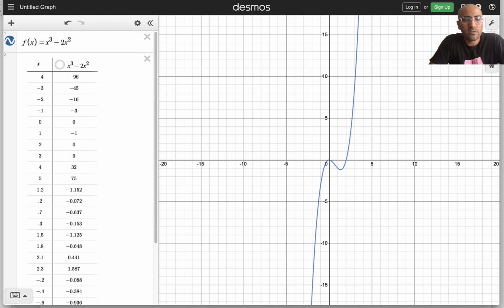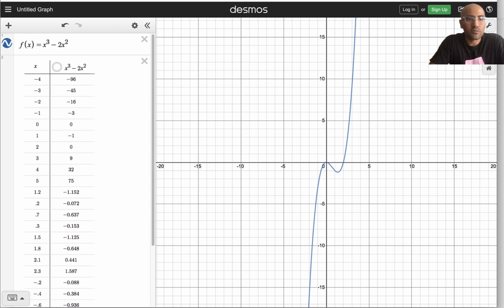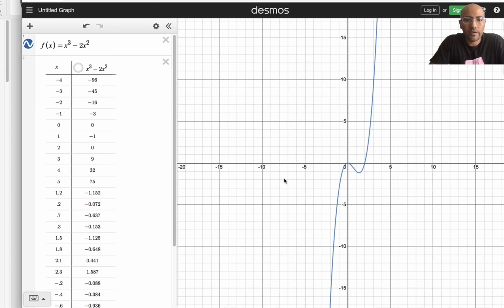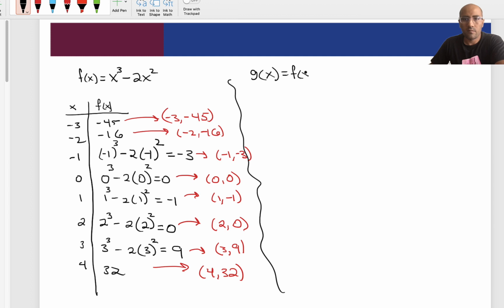But this question wasn't about graphing functions. It was about how to transform them by adding or subtracting constants. So let's look at that. Okay, so finally we have the graph of our equation. Let's go back over here. And let's look at what happens to our function as we add, say, a 3. So let's say we have now a new function, g of x, which is defined to be equal to f of x plus 3.